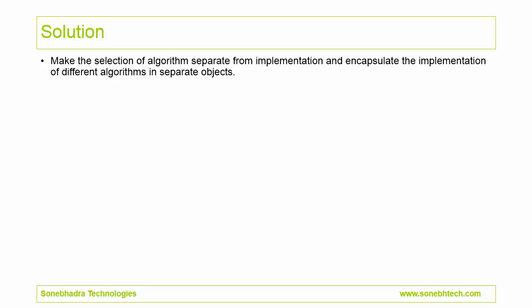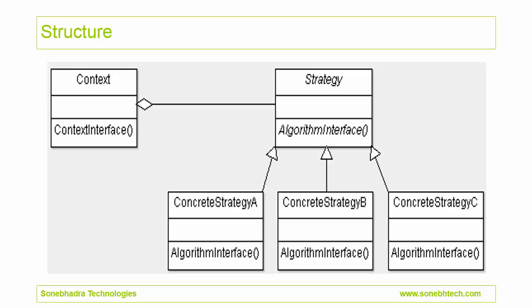Okay, let's see the structure of this pattern. Here is the class Context. It has an instance of class Strategy. This may also provide an interface for accessing its data so that Strategy can access it.